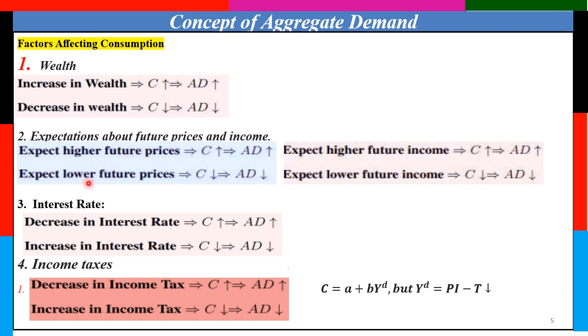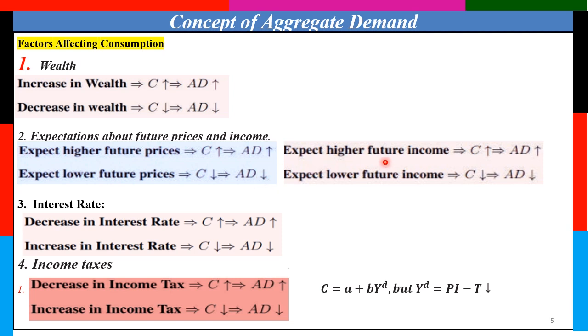If the people assume that in the near future the price of the product will decrease, their current consumption of the product is decreasing, because they assume that they will purchase more products in the near future at the cheaper price. So the current consumption is decreasing. This implies aggregate demand in the current period is also decreasing.